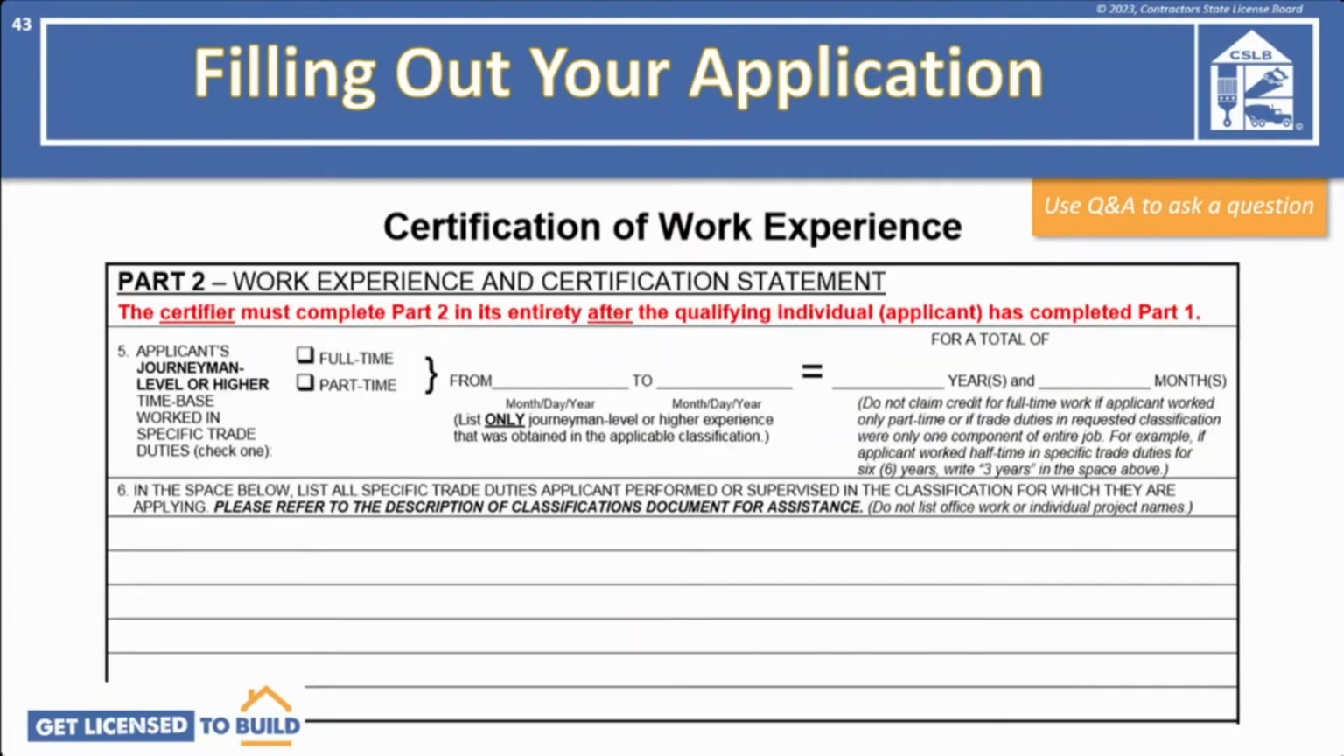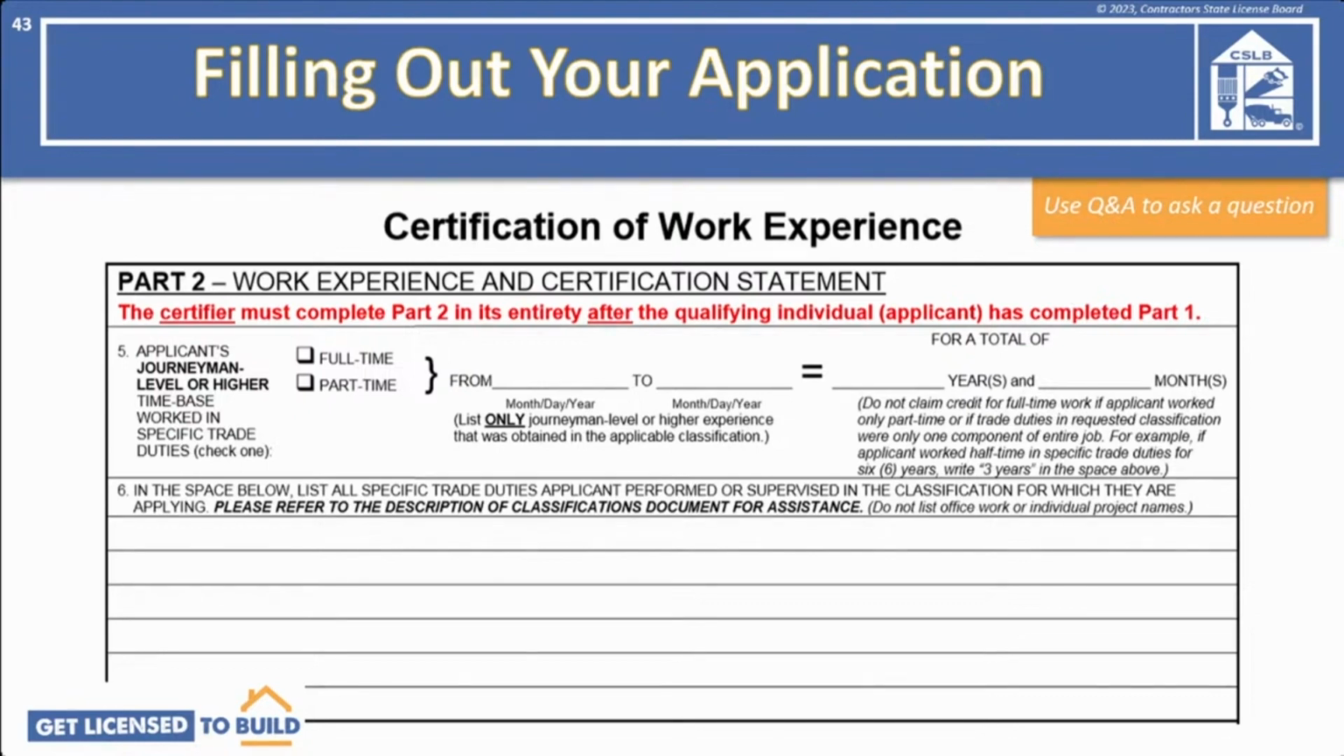Part 2 will be filled out by the certifier. In this section, the certifier must include the dates in which you obtained the experience. They must also select if you are working on a part-time or full-time basis. Keep in mind, if you are working part-time, you will receive 50% credit for that time, which means you will need to provide 8 years of experience within the last 10 years to meet the 4-year requirement.